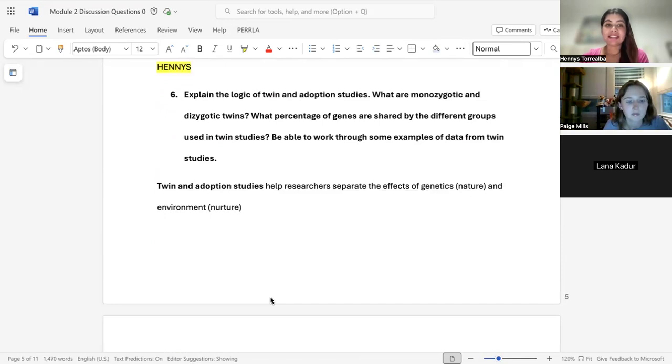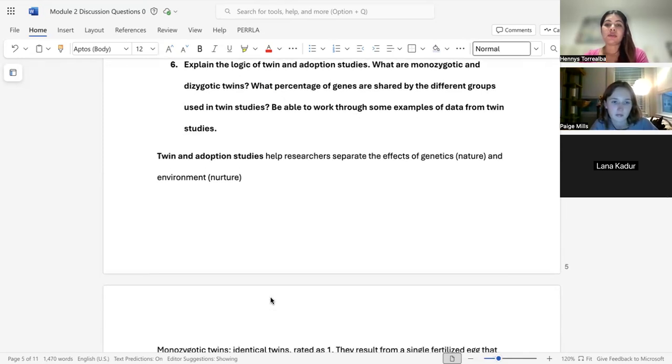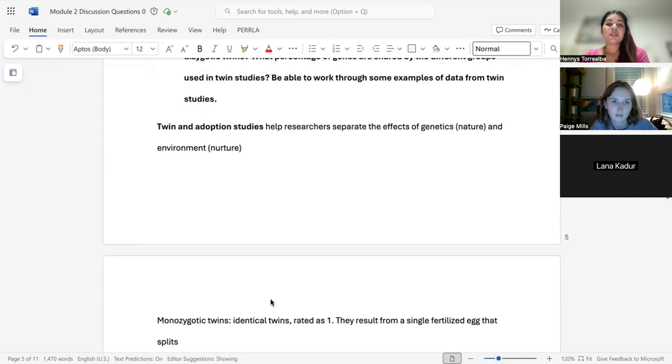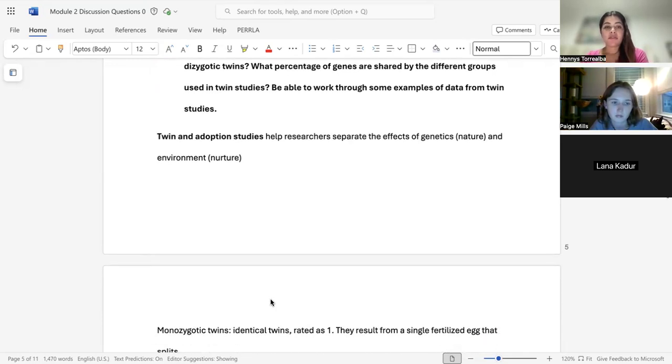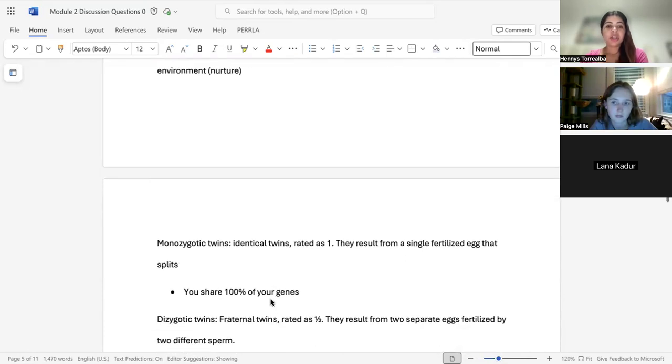The question number 6 is explain the logic of twin and adoption studies. What are monozygotic and dizygotic twins, what percentage of genes are shared by the different groups using twin studies, and be able to work up through some samples of data. So twin and adoption studies are made so researchers can separate the effects of genetics and environment, and the common debate that we always have about nature versus nurture.